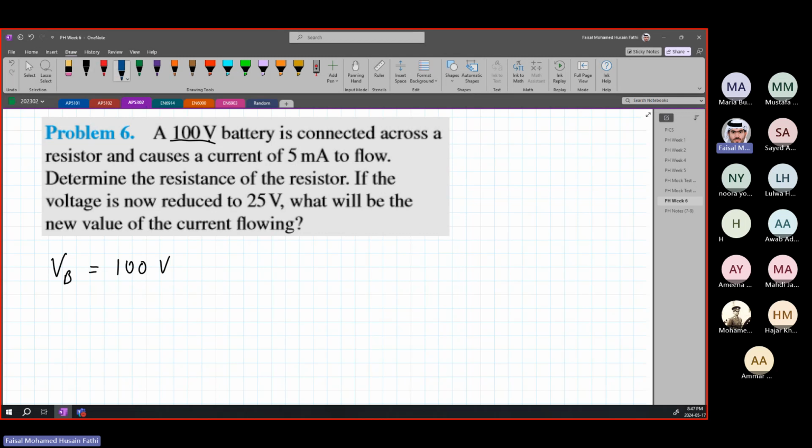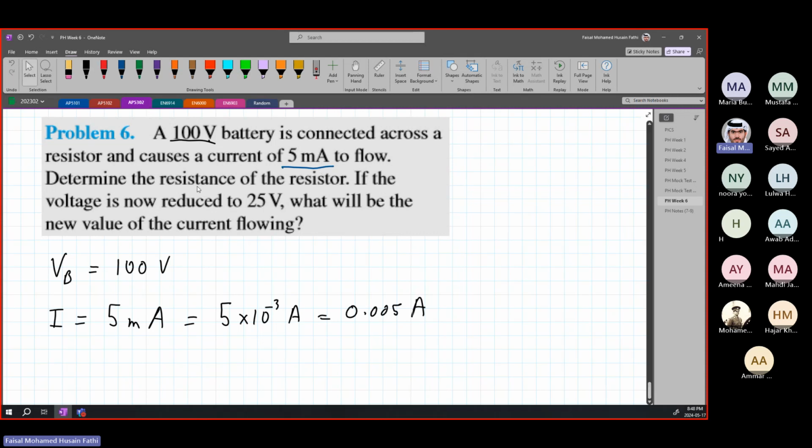Connected across a resistor and causes a current of 5 milliamperes to flow. So our current I is equal to 5 milliamperes. Let's directly convert this to amperes. So this is 5 times 10 to the minus 3 amperes. You can leave it like this, or write it as 0.005 amperes. Now let's see what the question wants.